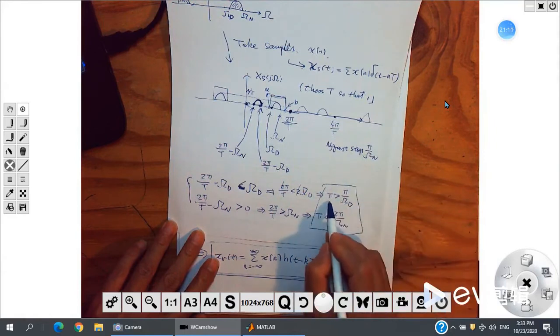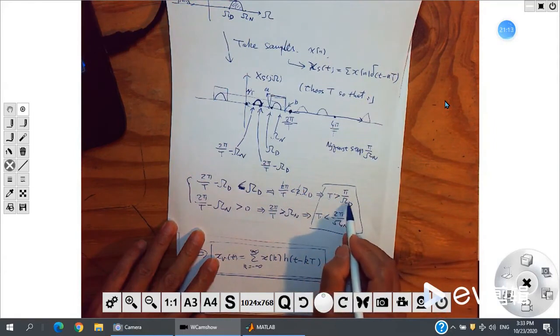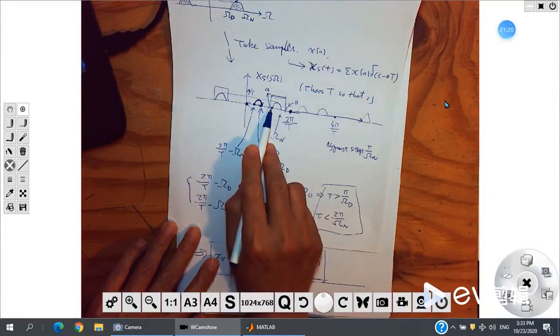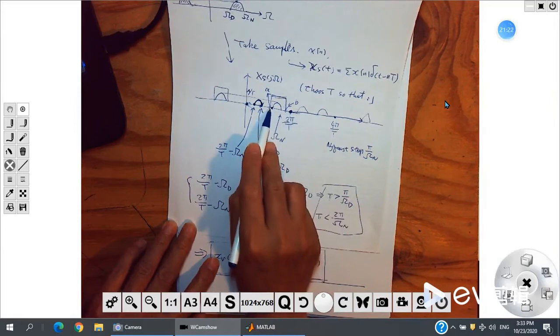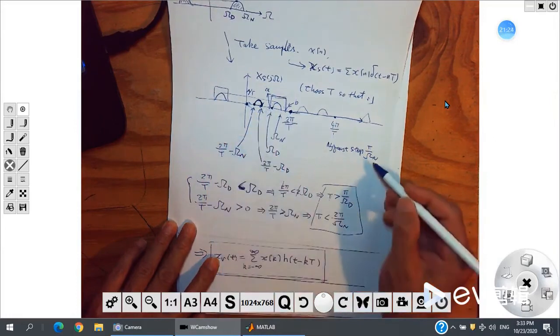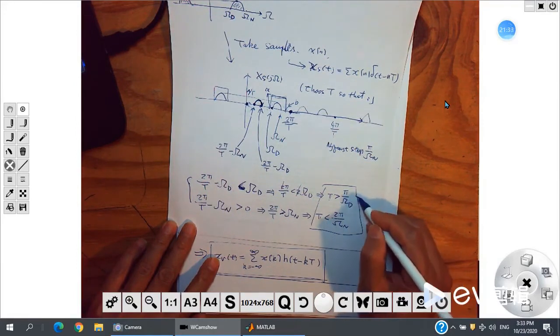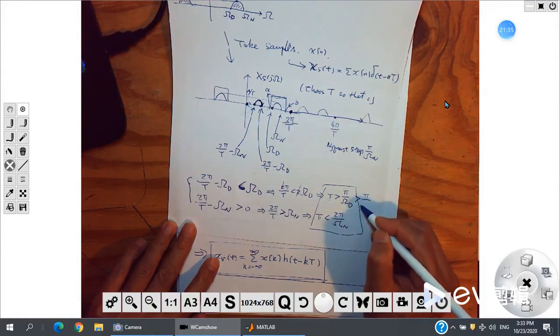You see, now t is larger than pi over omega d. Omega d is smaller than omega n, right? Omega n is here, so omega d is smaller. Then pi over omega d is larger, right? Omega d is smaller, so pi over omega d is larger. So this is larger than pi over omega n.